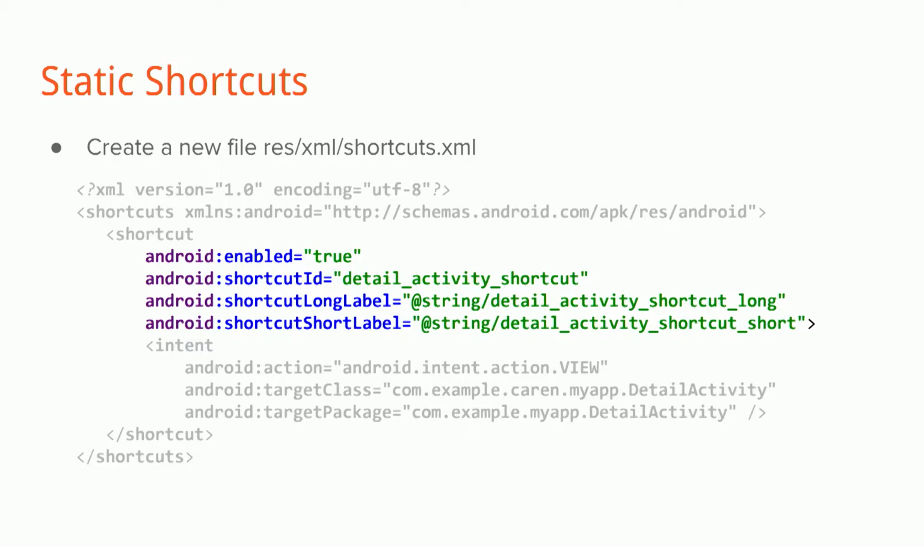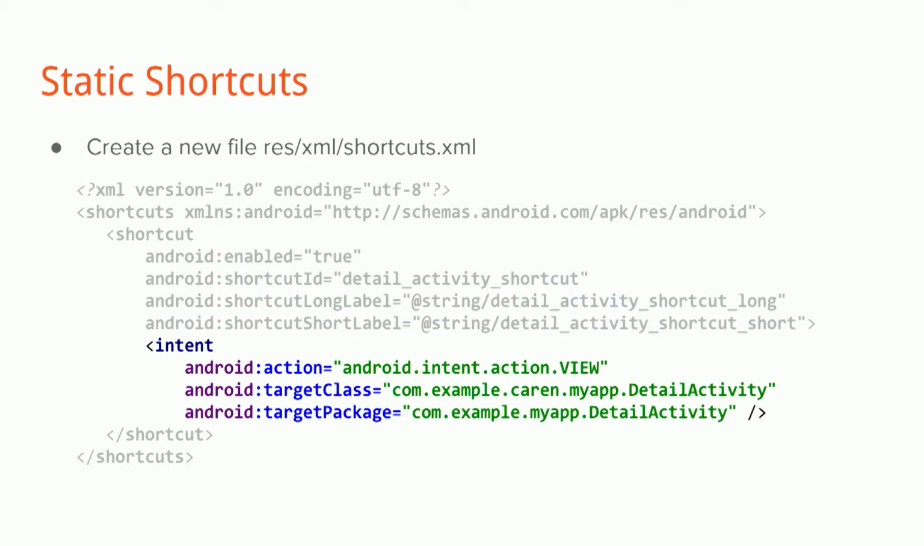So the first thing you have to do is you create an XML file. You call it shortcuts, you call it whatever you want. And then you have this little block of code. So the first thing you want to say is, okay, it's enabled. You want to give it an ID, which is just for internal use only. And then you can set a long label and a short label. So labels are meant for how big the screen sizes are. Depending on whether they have enough room to fit the long label, if they don't have enough room for the long label to show up, you can display the short label instead.